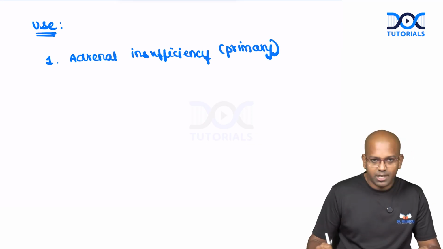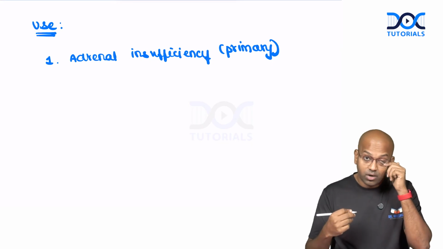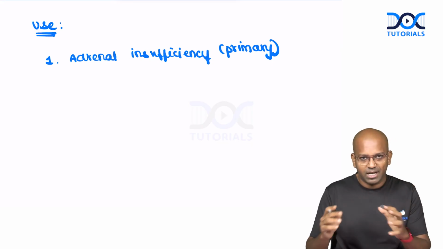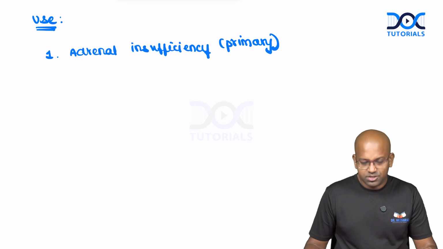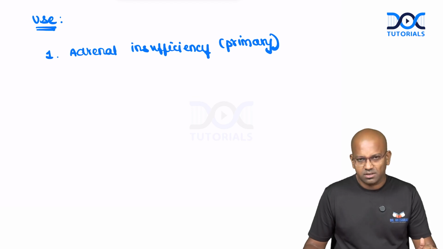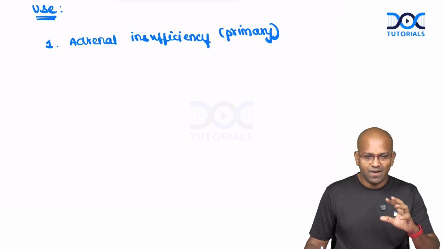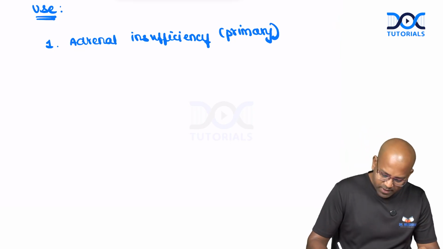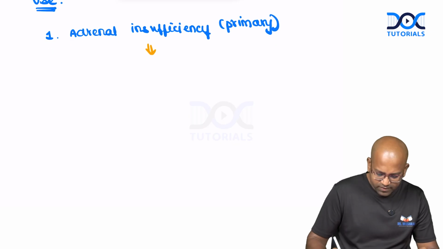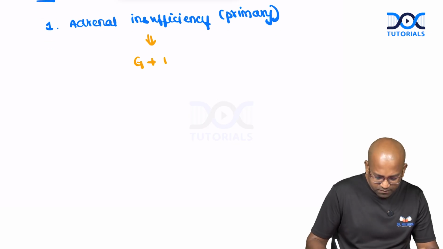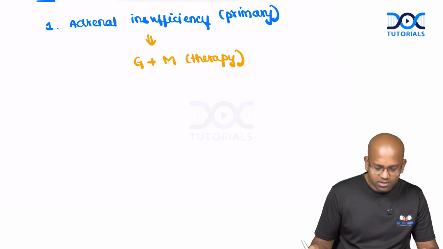When it is not functioning properly, I have to administer a steroid to make sure that the levels are getting balanced out. In adrenal insufficiency, there will be a deficiency of steroid. We have to replace those steroids. How do we manage and treat those? We have to administer glucocorticoid with mineralocorticoid therapy, given together.